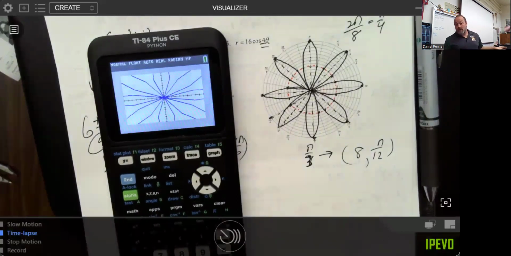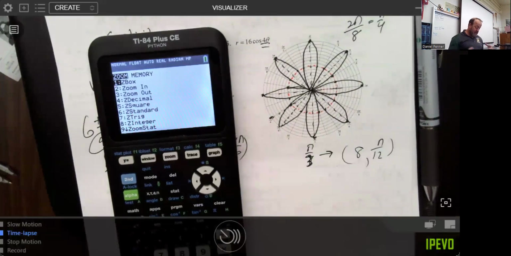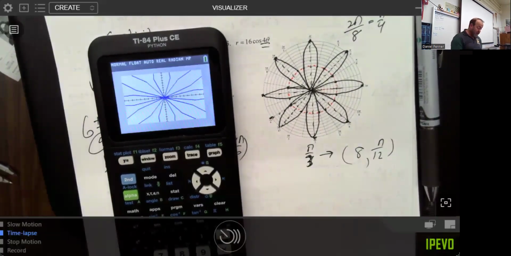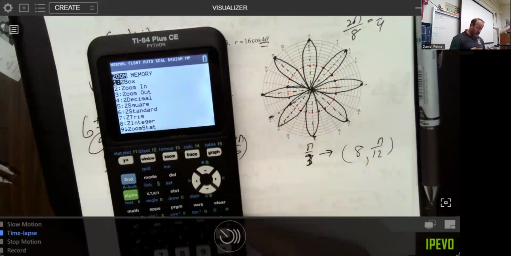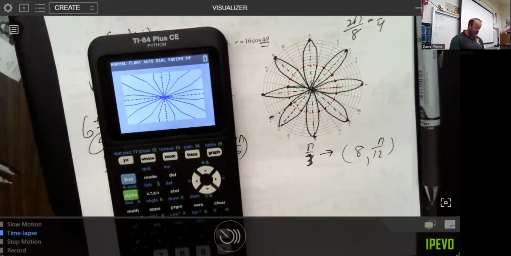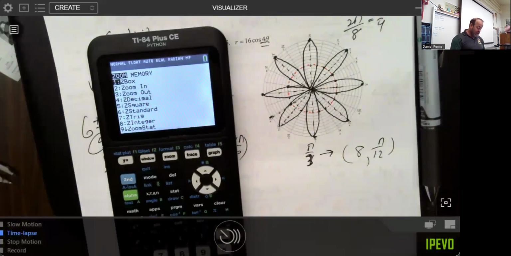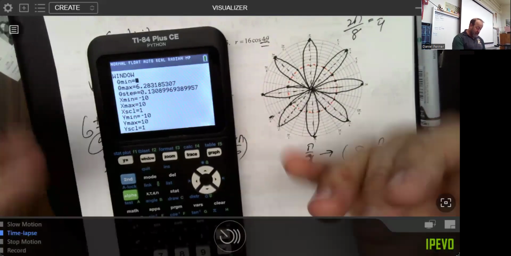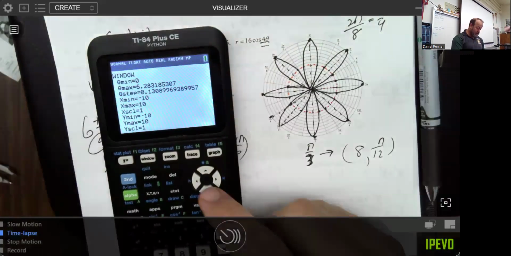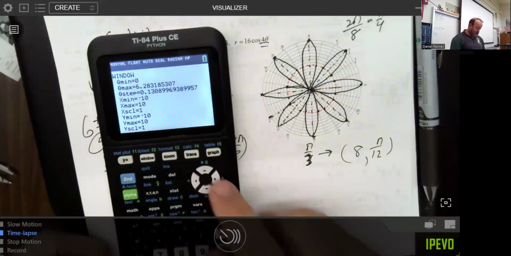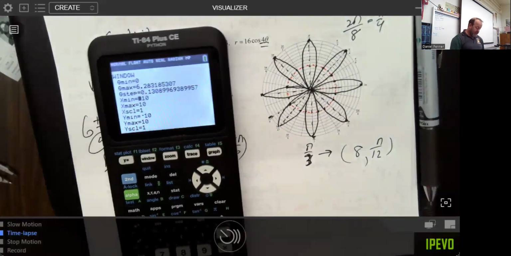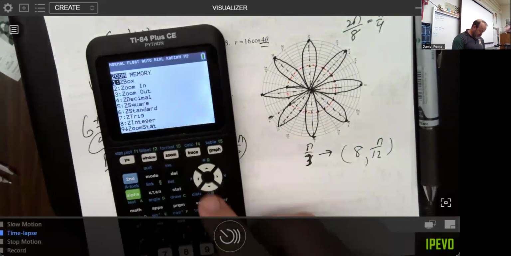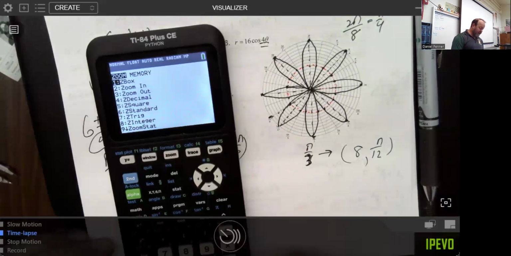Of course, my window doesn't look wonderful. So usually I hit zoom standard to kind of make a normal window, and then I'll hit something like zoom square to make a square look like a square. Still doesn't look great because again, my window only goes -10 to 10, and I really should make it go out a little bit. So maybe I should make it go, somehow I guess I didn't hit the zoom square right. Zoom 5. Okay, there we are.